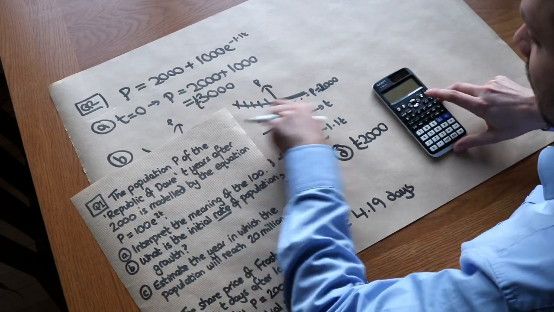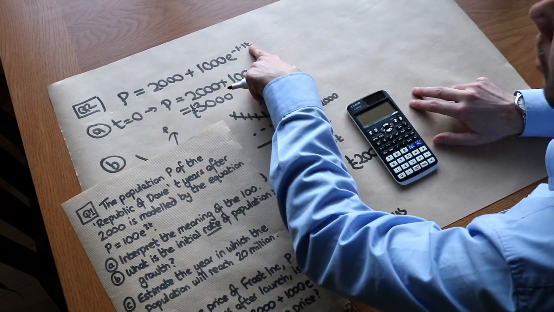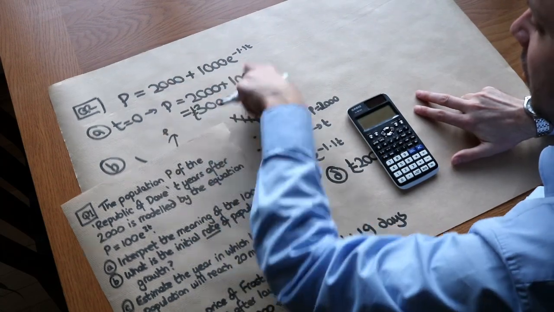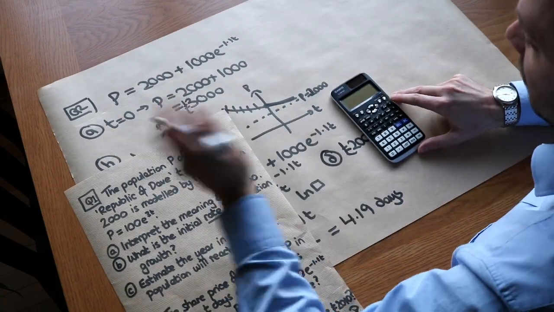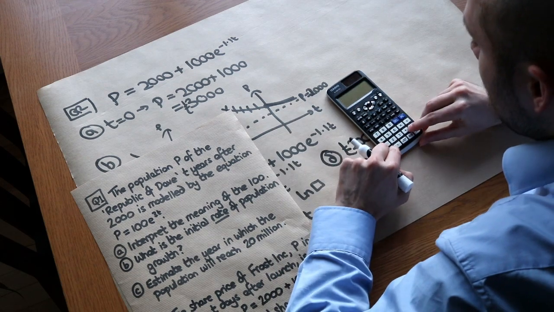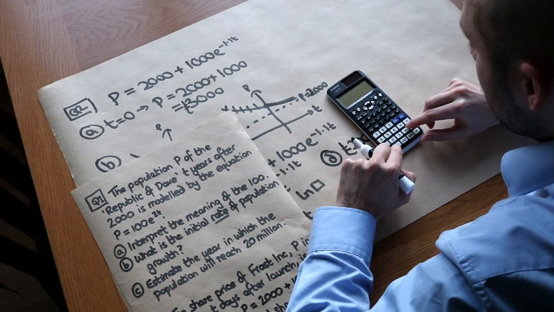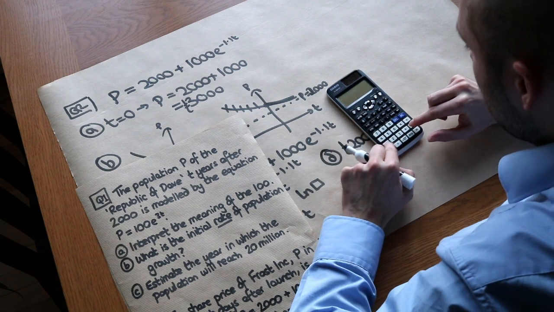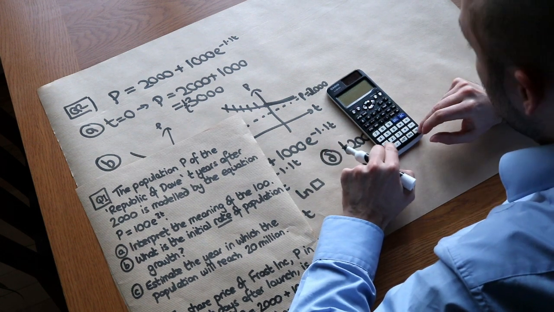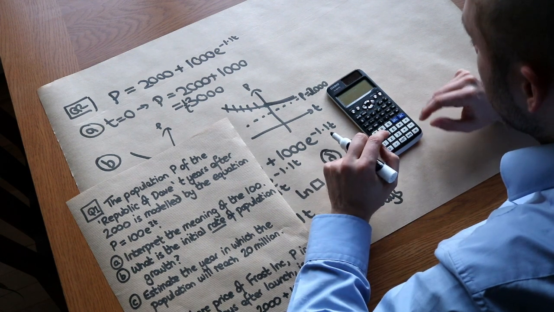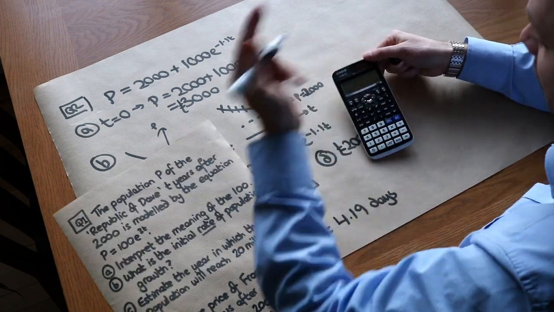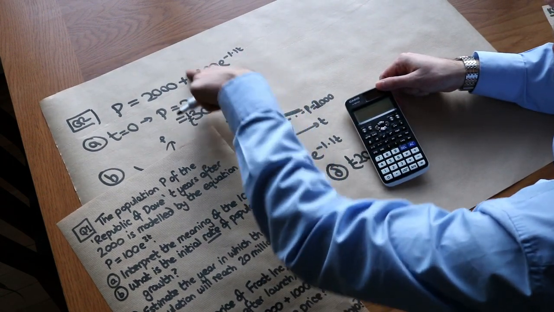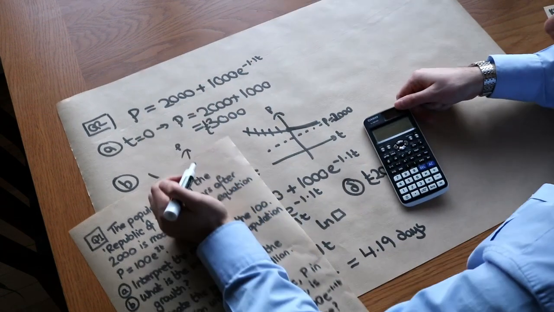But if we didn't have this graph, we could find it just by putting a really large value of t, i.e. a long amount of time has passed, into our original equation. So let's just say, I don't know, t was 1000. If I do 2000 plus 1000 times e to the power of minus 1.1 times 1000, or just any really big number, the calculator just gives you 2000. Because this term becomes so small that effectively we're just left with the 2000.